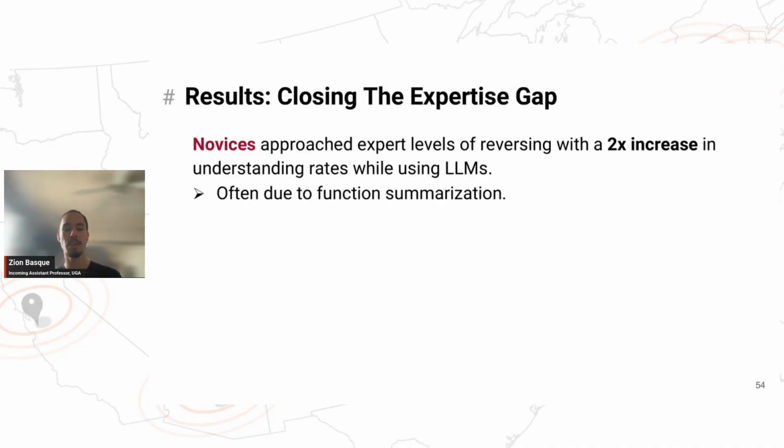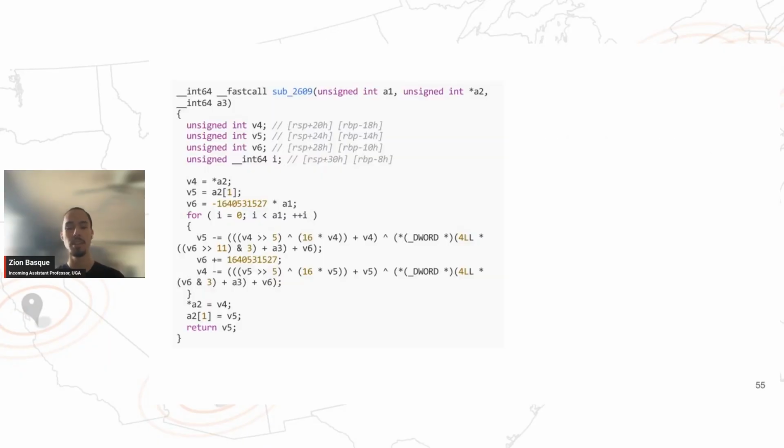When we looked deeper as to why exactly these novices are doing so much better than they were prior to having LLMs help them reverse engineer, we saw that most of this was actually due to function summarization. Here's one example of what that actually looked like.